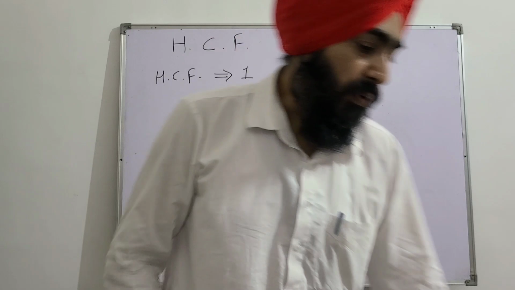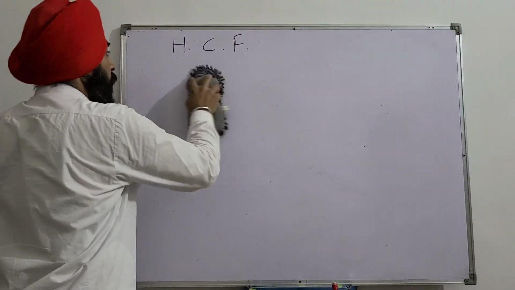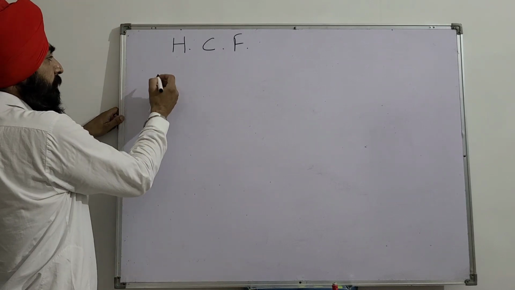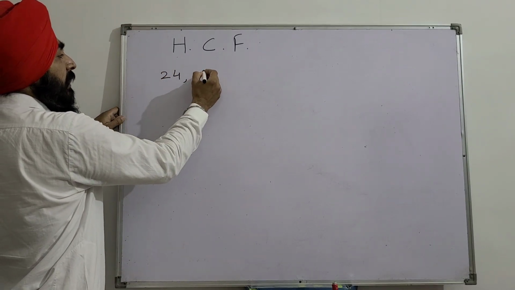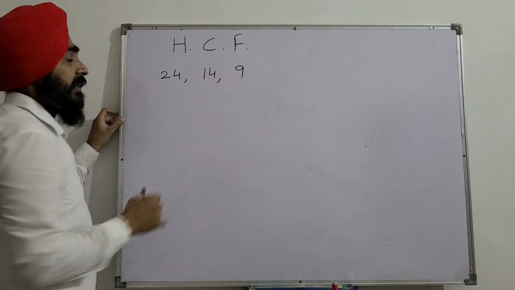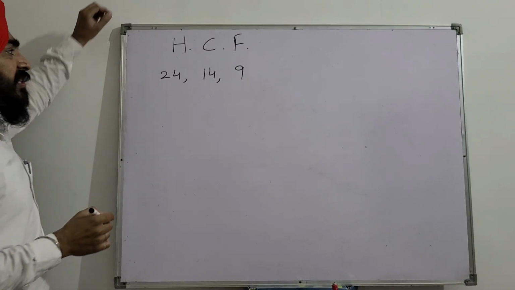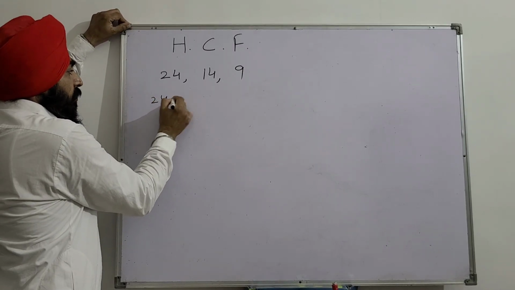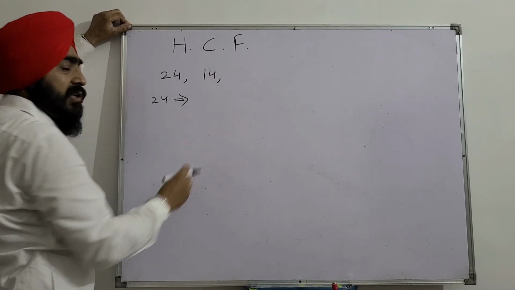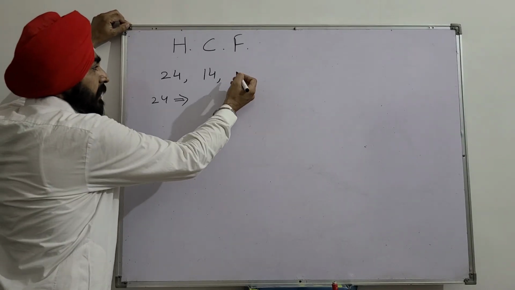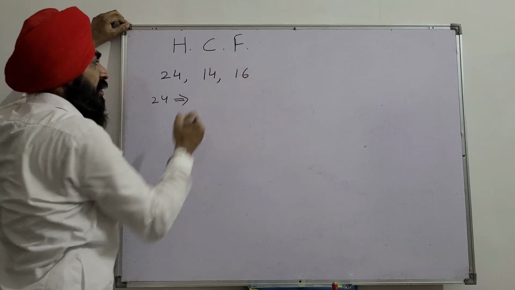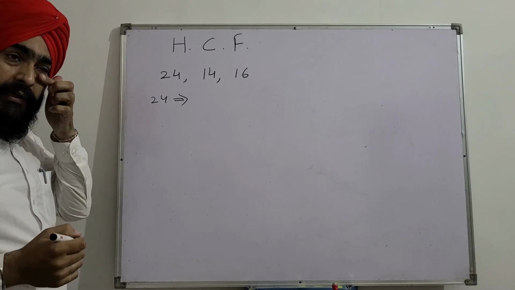Okay, so then we will decide what is the highest common factor amongst two or more given numbers. For example, suppose we have 24, 14, and 9. What is the HCF of these three numbers? Firstly we have to find the factors of 24, and in place of 9 I want to write 16, so that you can clear the concept easily.